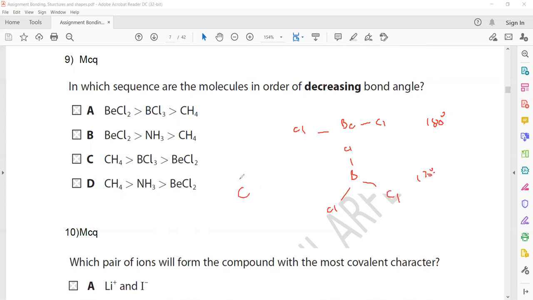And for CH4, the bond angle will be 109.5, tetrahedral structure. So in decreasing bond angle, the highest one will be BeCl2, followed by BCl3, then followed by CH4. So A should be the right answer. So we can identify the bond angle from the number of bond pairs and lone pairs.